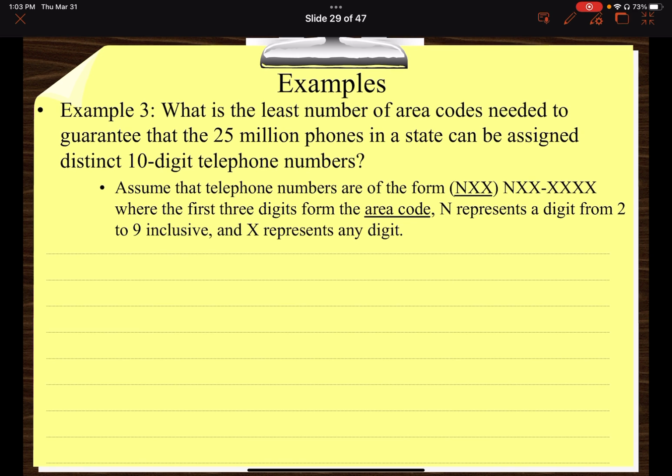Any questions, guys, before we proceed? Any questions? No questions? Okay.